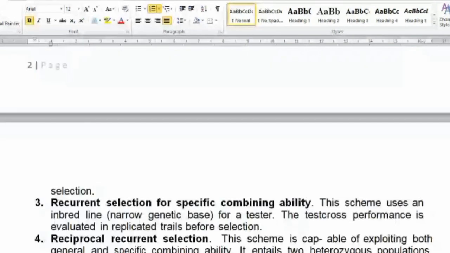And selection for specific combining ability, we will make use of an inbred line, which is generally narrow in terms of genetic base, as a tester. The test cross performance also will be evaluated in replicated field trials before selection can be done.